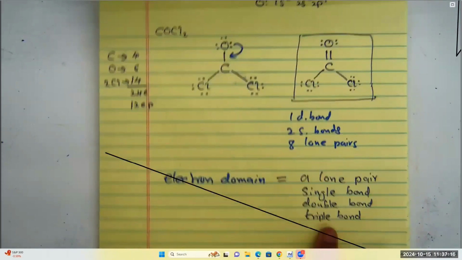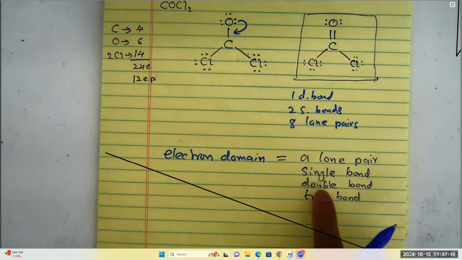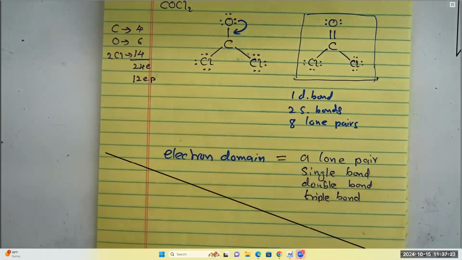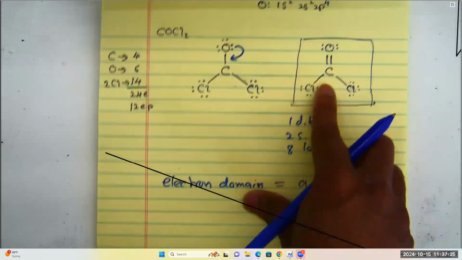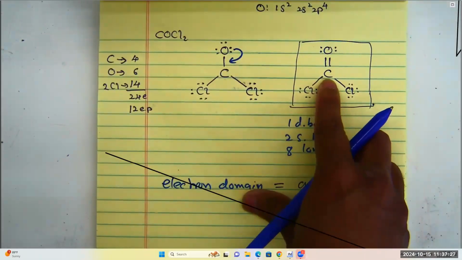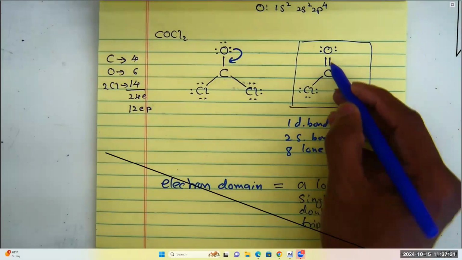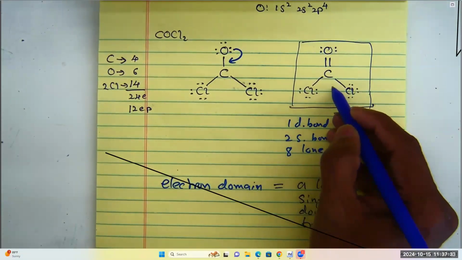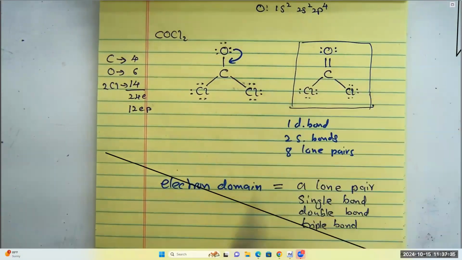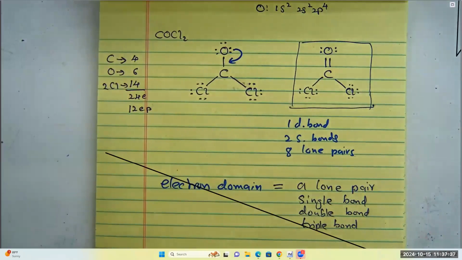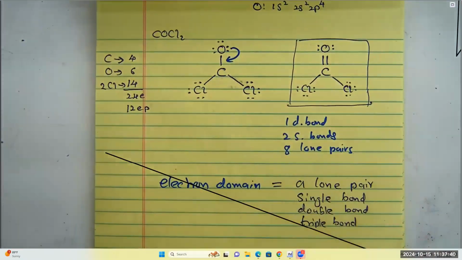But anyway, so if you have a lone pair, a single bond, a double bond, a triple bond, okay, those are considered as electron domains. Okay. For example, around the carbon or the central atom here, we have a double bond and then two single bonds, meaning we have three electron domains around this carbon atom over here. Okay, so in this example, but in your example, you have something else now. All right, I'll give you 30 more seconds. Go ahead.